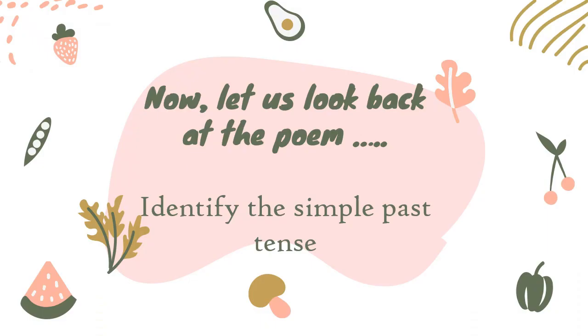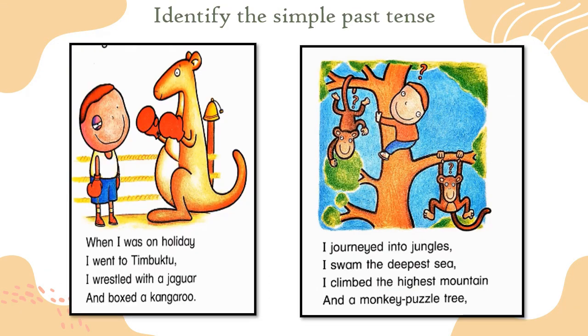Now, let us look back at the poem. We are going to identify the simple past tense. What is simple past tense? The simple past tense is a verb tense indicating an action that occurred in the past which does not extend into the present. Okay, let us identify the simple past tense. The first one, when I was on holiday, I went to Timbuktu. Was is the past tense, and also went.